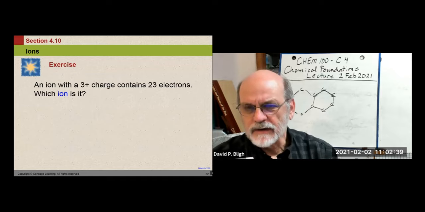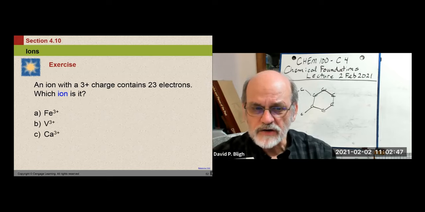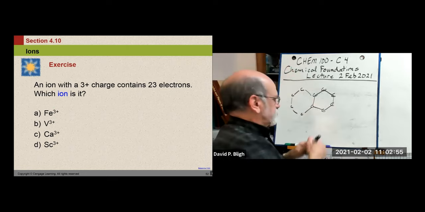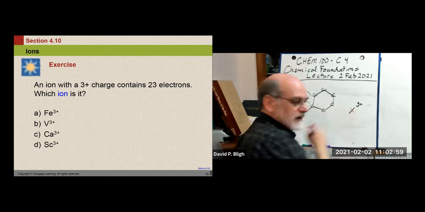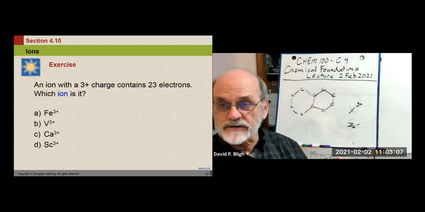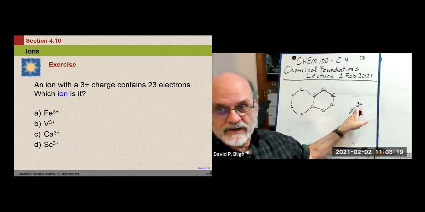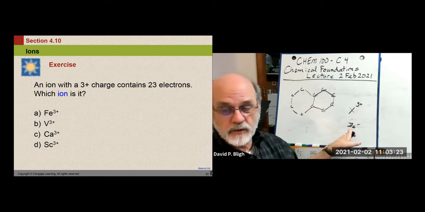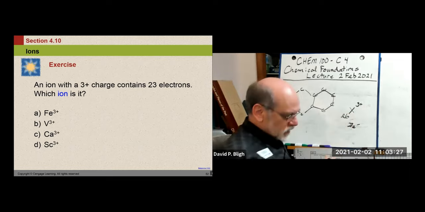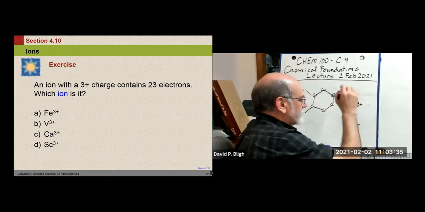Okay, so I'm running long on time. Which one of these satisfies 23 electrons and a 3+ charge? With a 3+ charge and 23 electrons, how many protons does that mean? If it's a 3+ charge, that means we're short 3 electrons, right? To get a 3+ imbalance. That means we need 3 more electrons to make it neutral. So 3 + 23 is 26. 26 protons means iron. So now we can replace that with Fe.